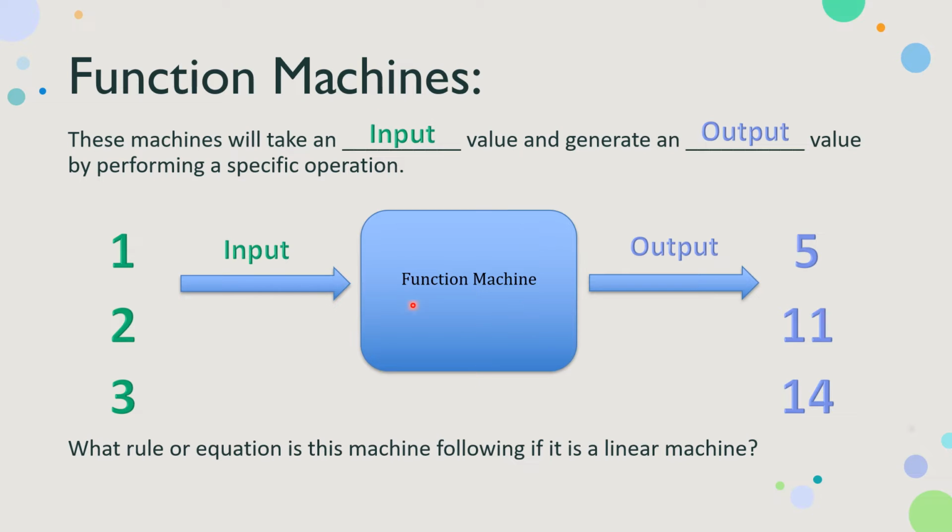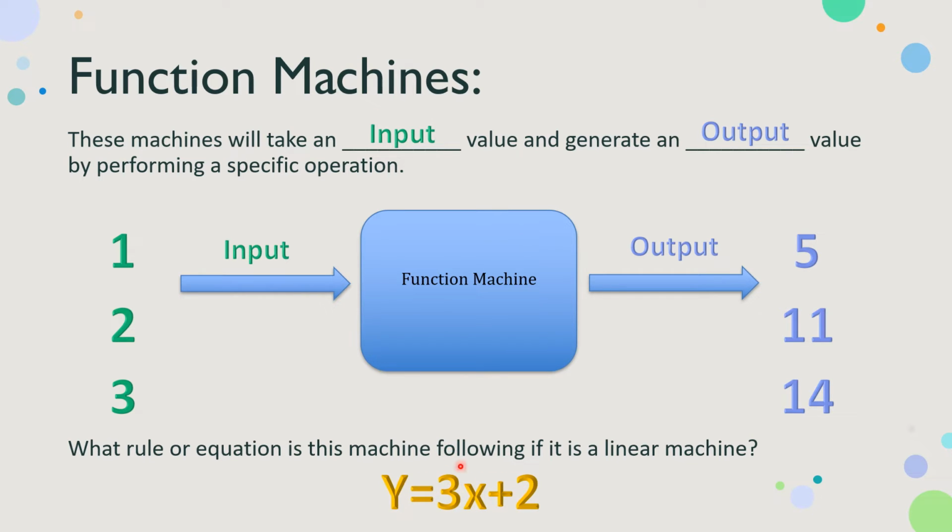Okay, if I were to tell you that this function machine has a linear property to it, or that it follows a linear relationship, what do you think that equation would be, or that rule that it's following? So 1 goes in and it must be multiplied by something, and then maybe something is added to it and it becomes 5. That same rule applies to 2, and then it comes out as 11. And the 3 also multiplied by that same number, and then something added to it comes out as 14. I will give you a second to try to come up with that equation. You can pause the video, and when you return, you'll be able to see the answer.